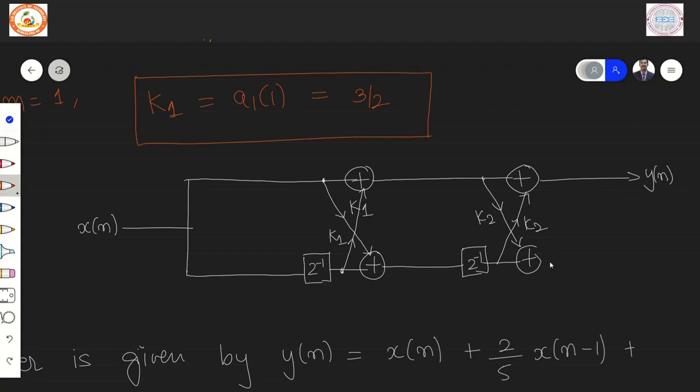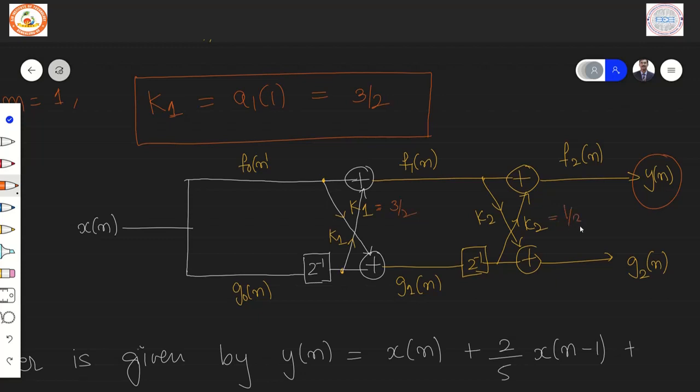Just as a notation, we can select the notation here. Let's call this f0 of n. This can be called f1 of n. This can be called g0 of n. This becomes g1 of n. And this output is called g2 of n. The corresponding output may be called f2 of n, but we know that is the final output, hence it is termed y of n. So this is how you write the structure, and the values of k1 and k2 we are already aware of. k1 is 3 by 2, and the k2 value we know is 1 by 3 from the calculation. So this is how you write the lattice structure.